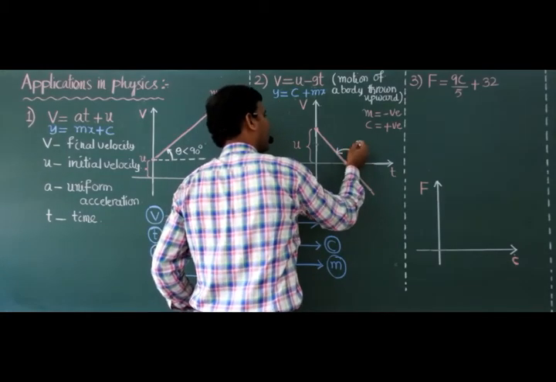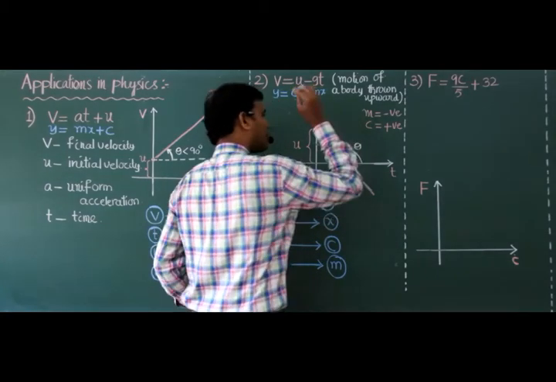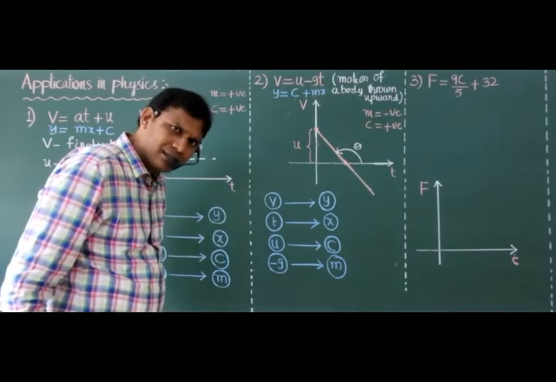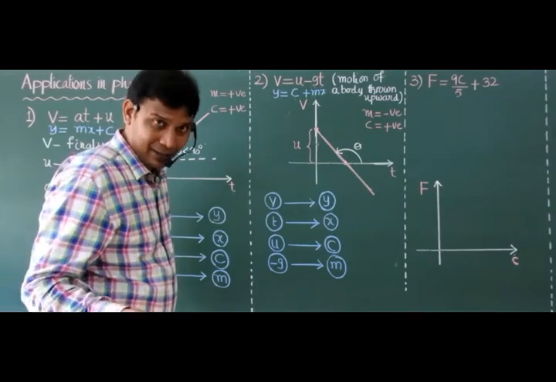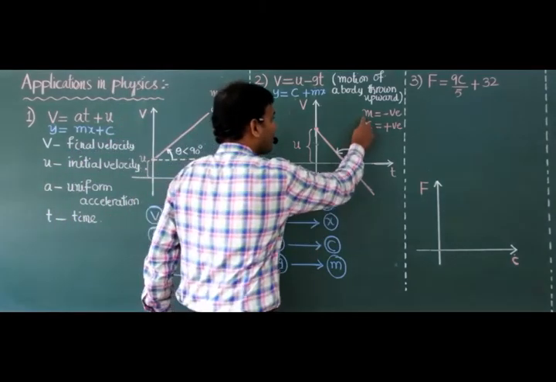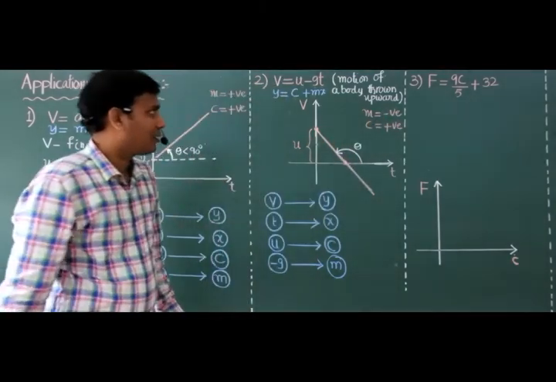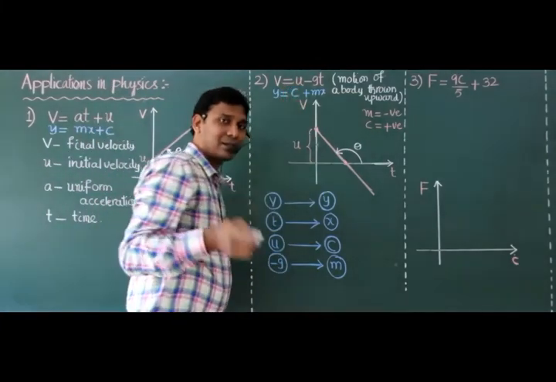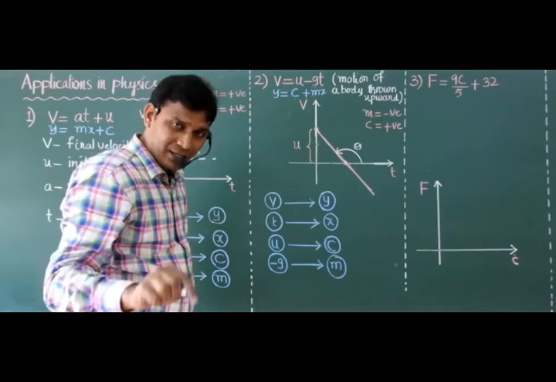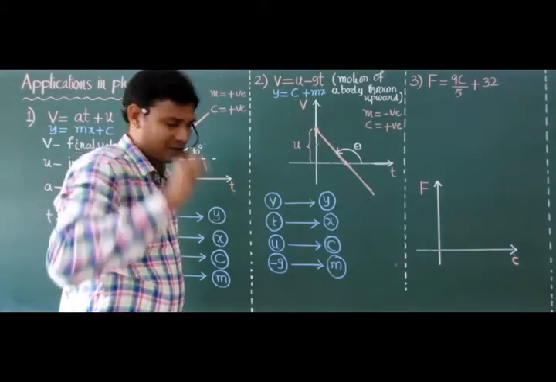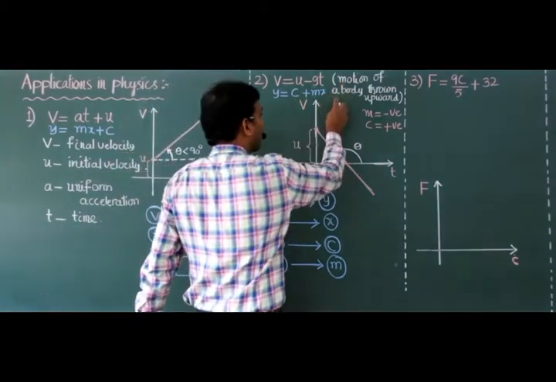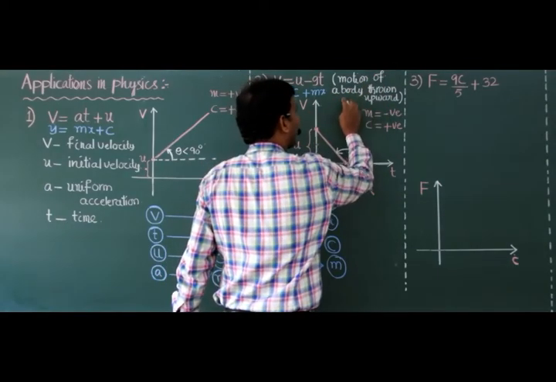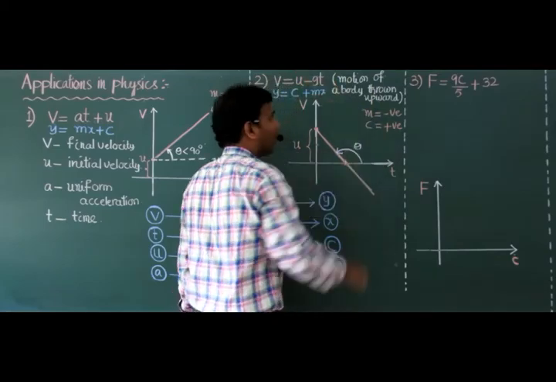In the anti-clockwise sense, this is the angle of inclination. Is it more than 90 or less than 90? More than 90, less than 180. So the slope is negative. Clear? Motion of this equation also we will discuss in motion in a straight line, PUC first year. Okay? Motion of a body when it is thrown upward.